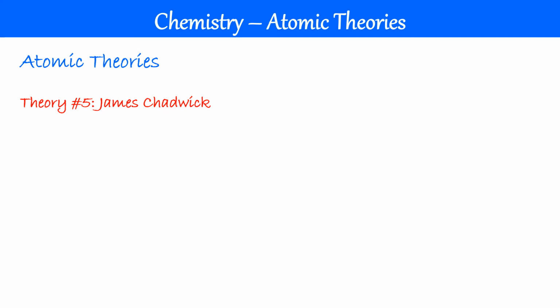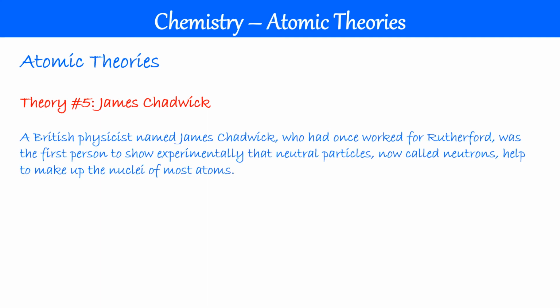Atomic theory number 5, James Chadwick. A British physicist named James Chadwick, who had once worked for Rutherford, was the first person to show experimentally that neutral particles called neutrons help to make up the nuclei of most atoms.